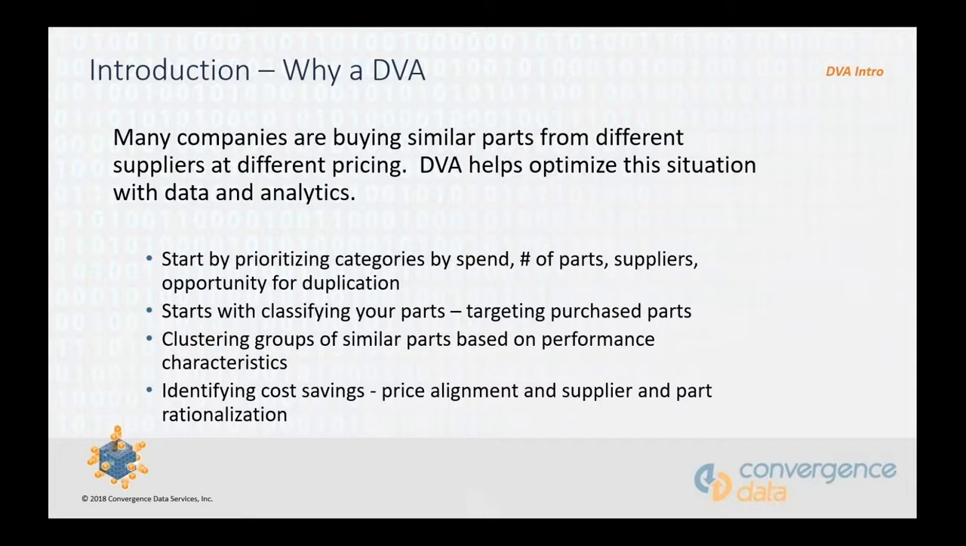We'll start by talking about how we prioritize categories. We can do that by different criteria. And then the foundation of making a DVA work starts with parts classification, which we'll talk about. Then once you've classified and enhanced all your parts, we'll get into the fun part, which is the analytics and the clusters that will allow you to group similar parts. And then lastly, once you've done your analytics, you can start to look at and identify the cost savings. And some of those cost savings may be due to price alignment or supplier and parts rationalization.